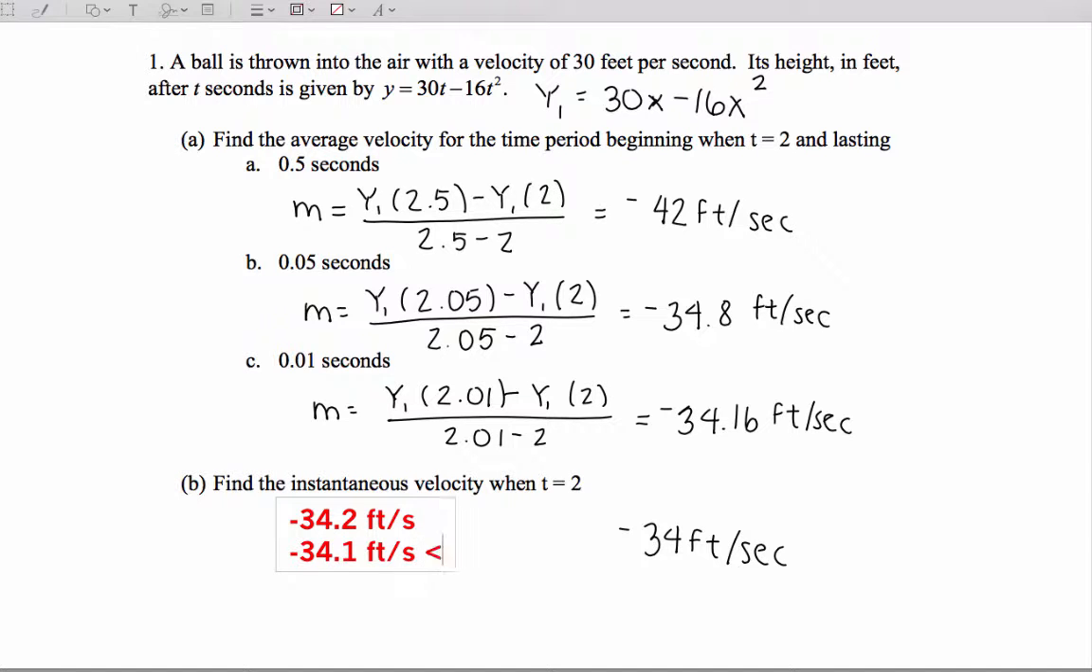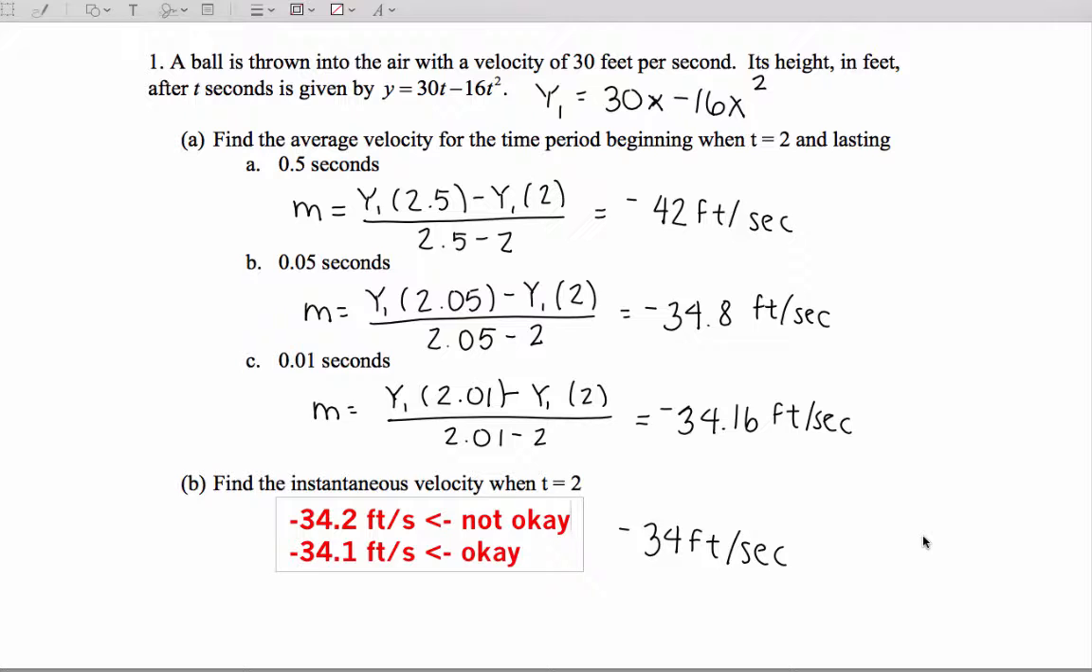So I can instantly say that this one is an okay answer. This one is flat out no, not okay. Because it's impossible that, see here, I was at negative 34.16, so I can't go to negative 34.2, which is further away from 0. I must be going closer to 0. So negative 34.1 would be okay, or just negative 34 feet per second would be great.